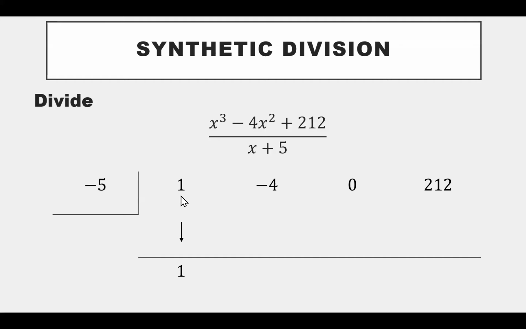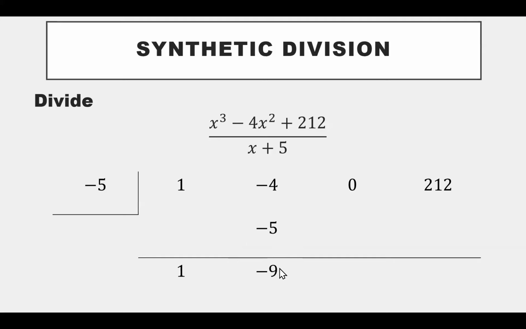Once we've done that, the first step is to drop down that lead coefficient. Once I drop down that lead coefficient, I multiply that number on the bottom by negative 5 and put that right under the next term. Now I take negative 4 and add negative 5. That gives me a negative 9.